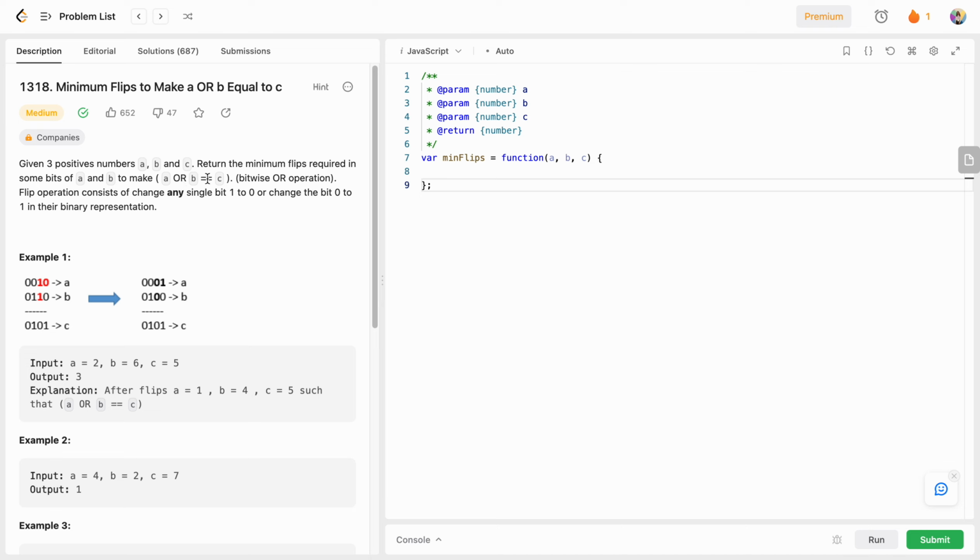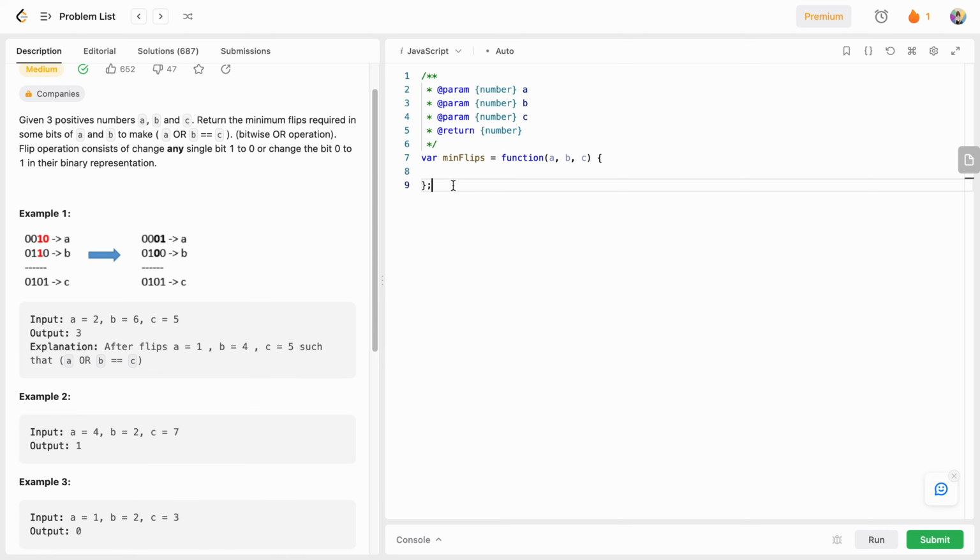To get the value C, we might need to change some of the bits of A and some of the bits of B. So how many bits minimum do we need to change to get the value of C? That is what our result will be. So what is a flip? A flip is changing a single bit from 1 to 0 or from 0 to 1.